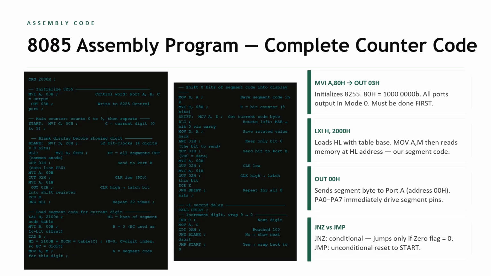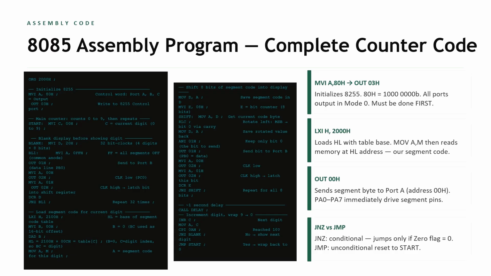Now, let me walk through the actual assembly code. The program starts at 200H. These first two instructions, followed by OUT 03H, initialize the 8255. The value 80H is in binary 10000000. This sets all three ports to output mode 0. At address 2004, the label start, MVI C, 00H resets the digit counter to 0.